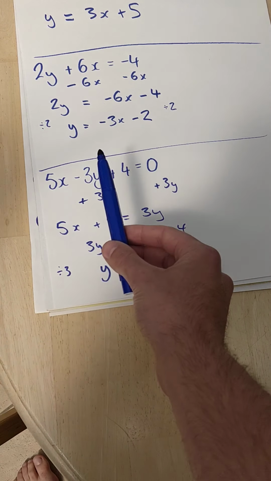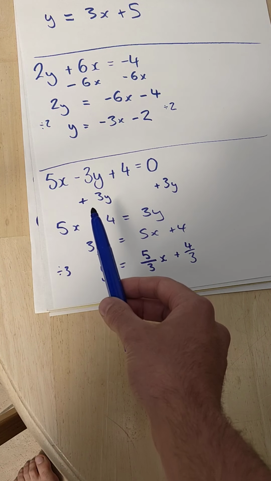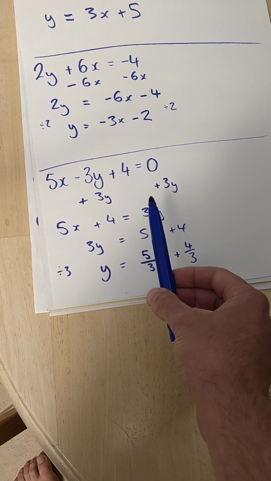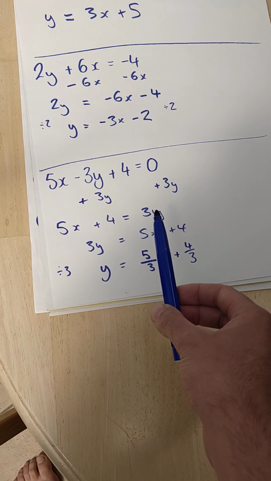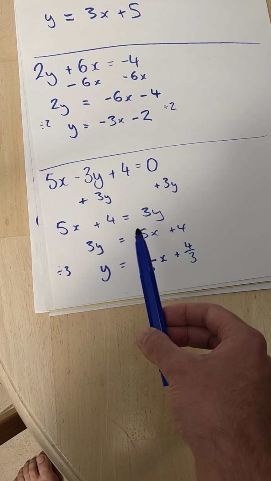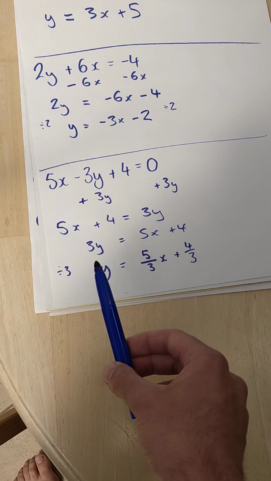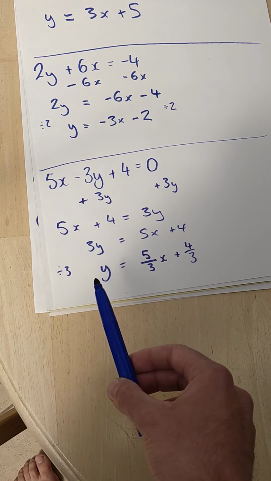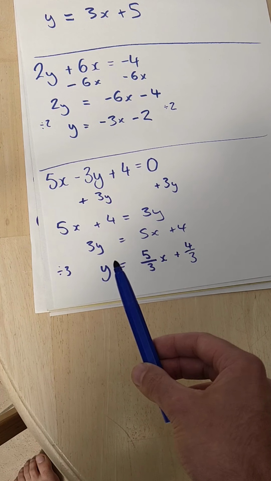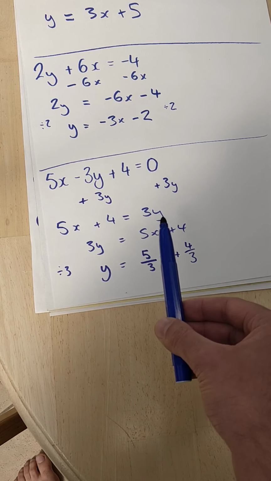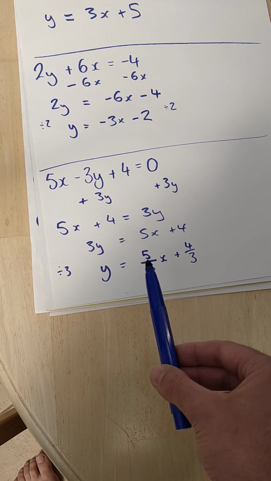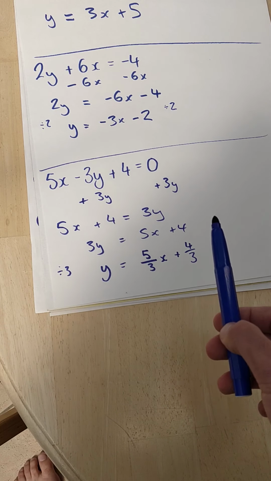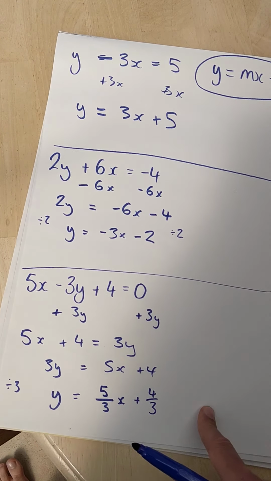And then on this one here, it's a bit more complex, but I've added 3y to get the y's on their own on one side of the equation. And all I've done is swapped it around. And I need 1y on its own, and I've got 3y there. So I divided by 3 on this side. If you divide by 3 on this side, I have to divide by 3 on this side. 5 divided by 3 just gives me 5/3. And 4 divided by 3 just gives me 4/3. I hope that makes a bit more sense.